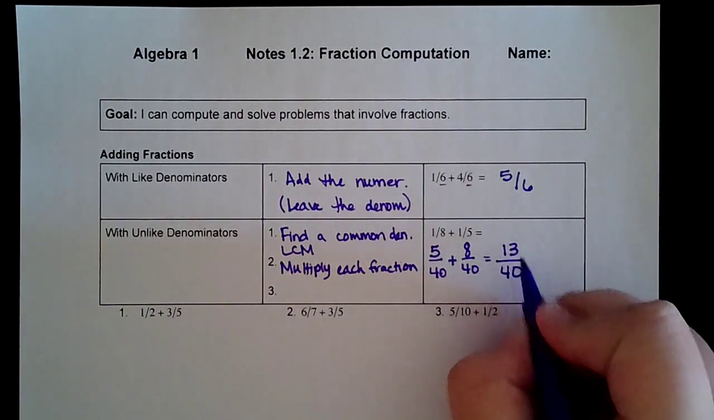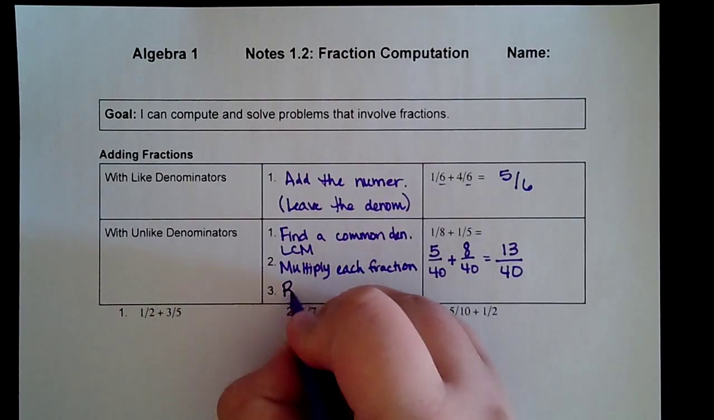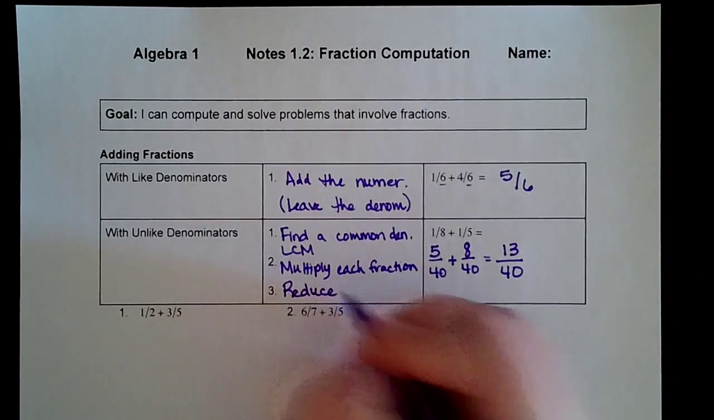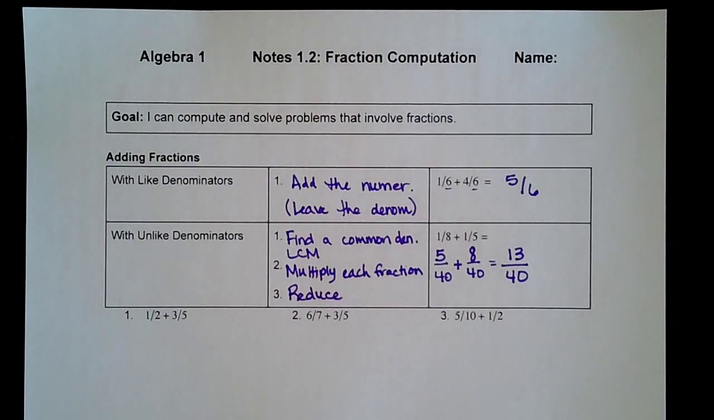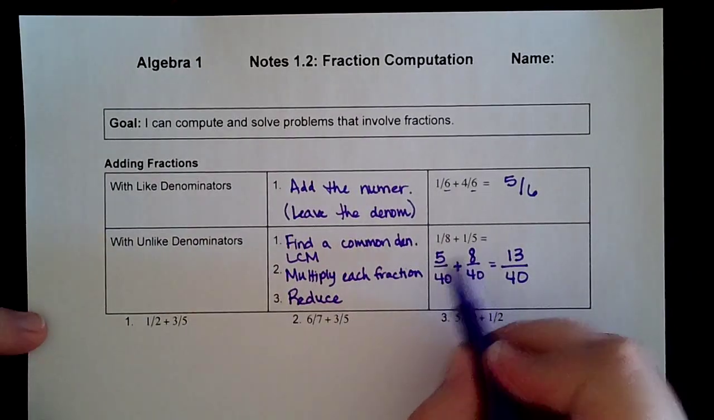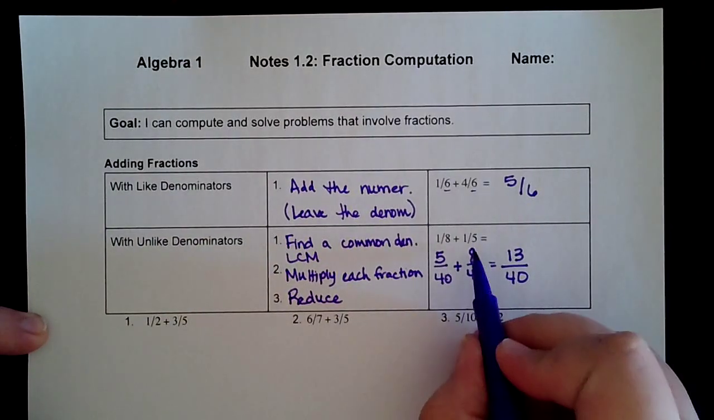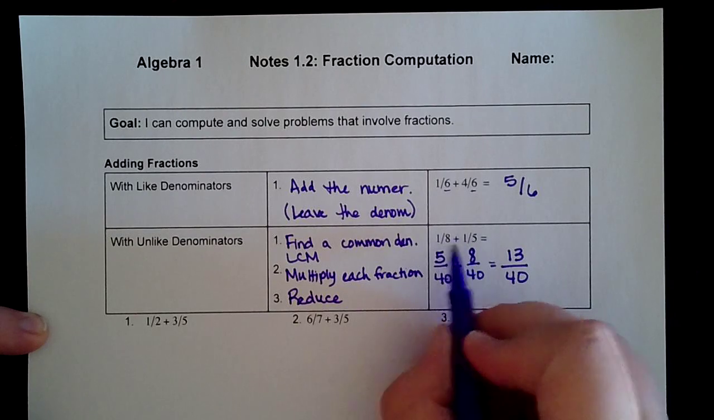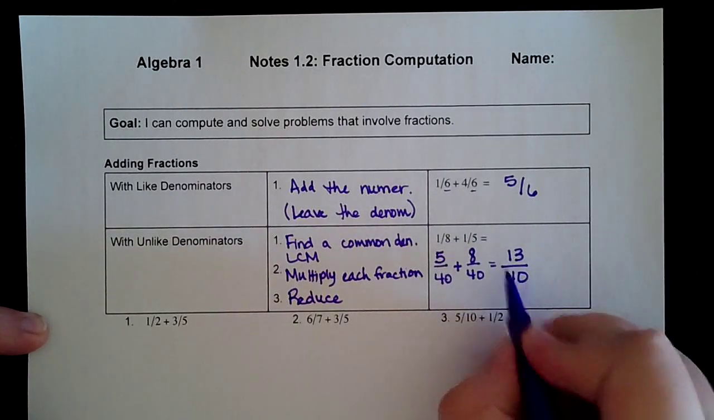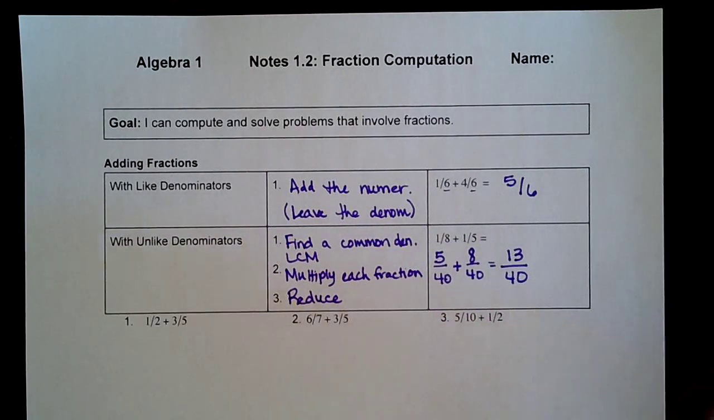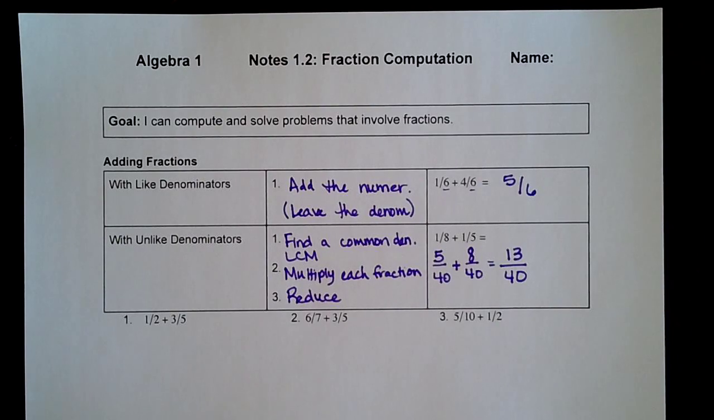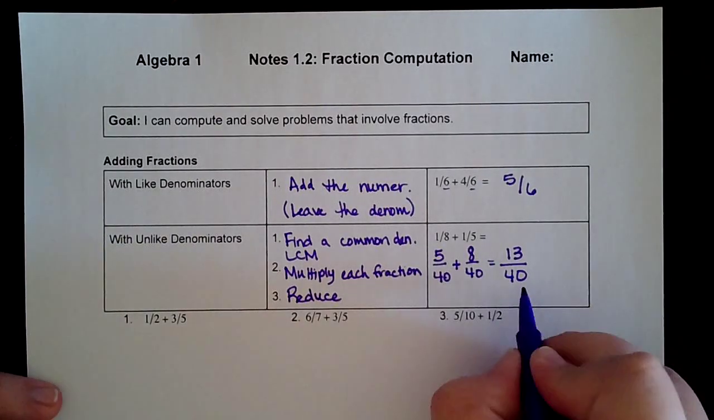Now, most of the time, I would ask you to reduce your answer. We want the most simple thing to look at. The same way that we don't really want to do problems with 5 over 40 and 8 over 40, we want to work with 1/8 and 1/5. We don't really want to work with big numbers like 13 and 40. In this case, it can't be reduced, so this is your final answer.